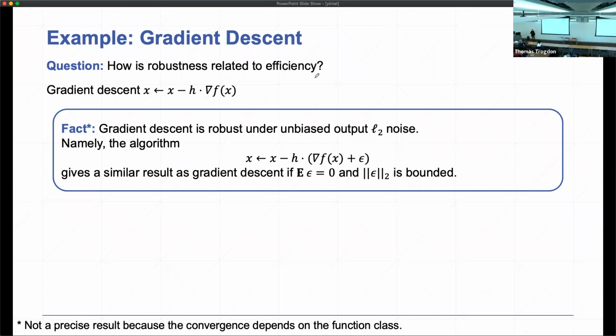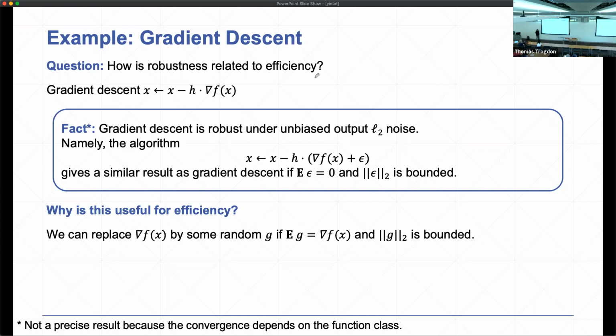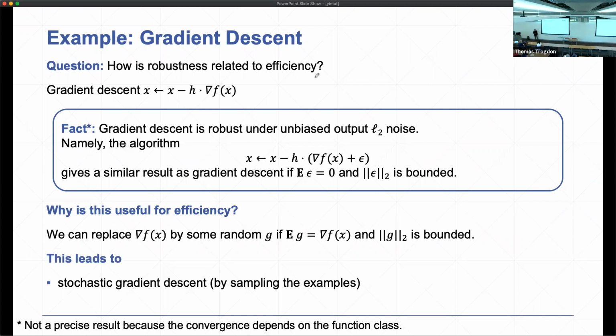Did I see someone ask a question? Okay. And this is a very useful property. For example, if your function involves a lot of terms, then you can sample one term, use that to construct an unbiased estimator. And then that will give you stochastic gradient descent. Or if you have a lot of coordinates, you can sample one coordinate, use that directional derivative to get an unbiased estimate of the gradient. Then you will get coordinate descent. And this robustness of gradient descent is super useful.